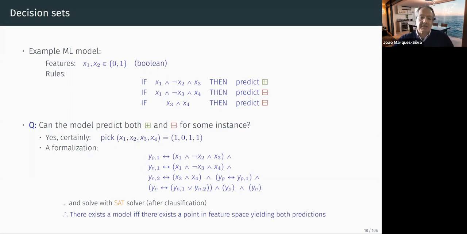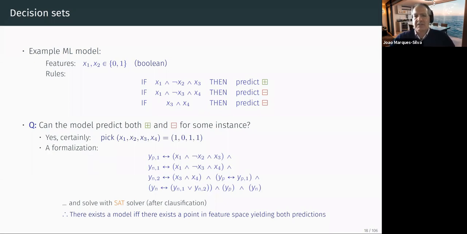In this case, things are a little bit easier because I can use a SAT solver to solve the problem. Again, I was assuming some background. Classification essentially is the process by which I start from here and I get a bunch of clauses. And this is pretty standard to do.